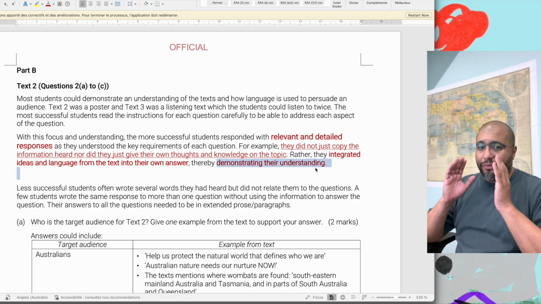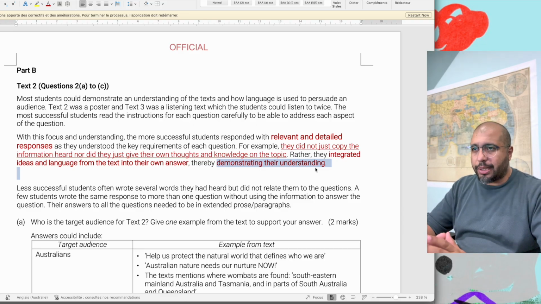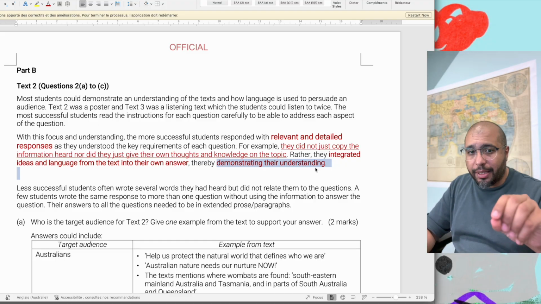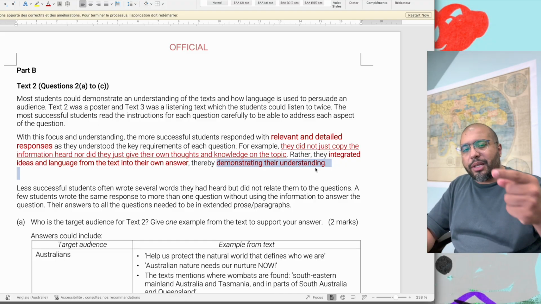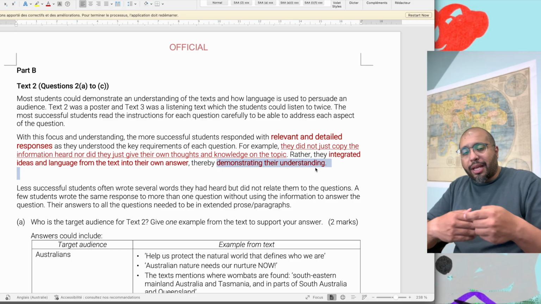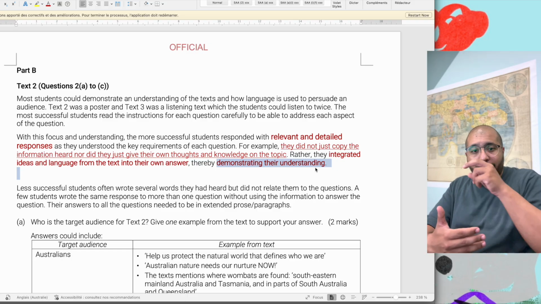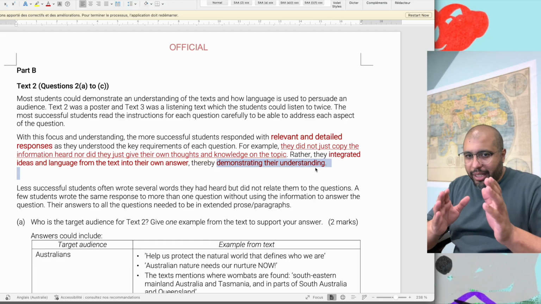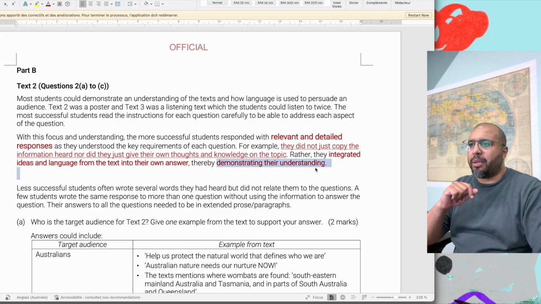So it's very important that your responses are relevant. And they are not just relevant to the question, but also the kind of examples and evidence you mention from the text is relevant to your answer as well. Let me clarify this idea a little bit further.